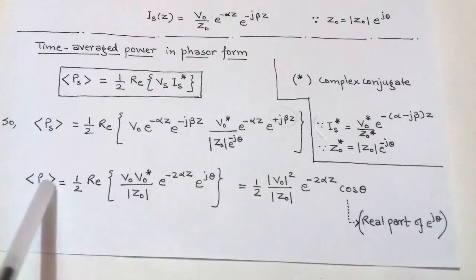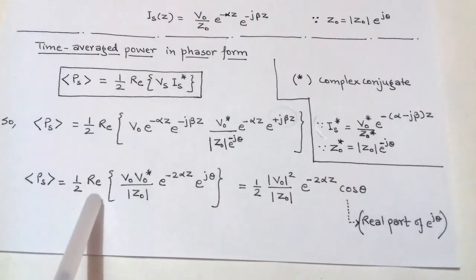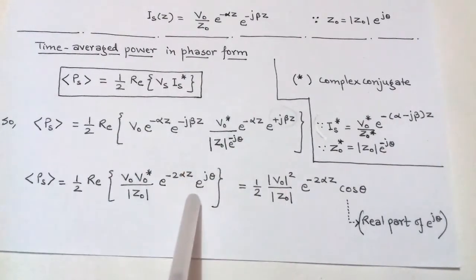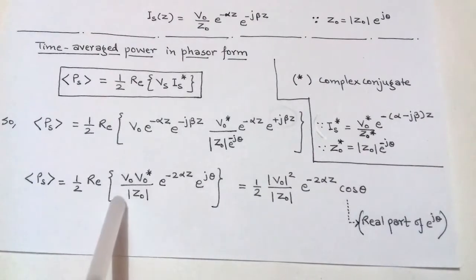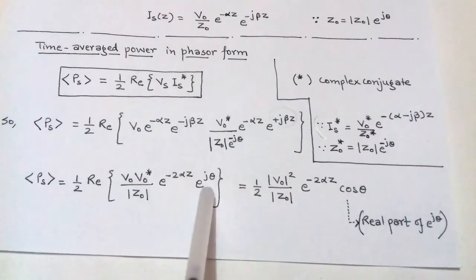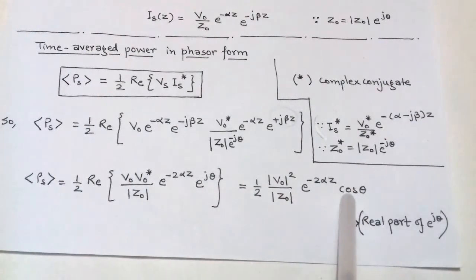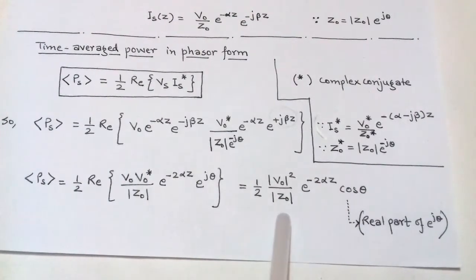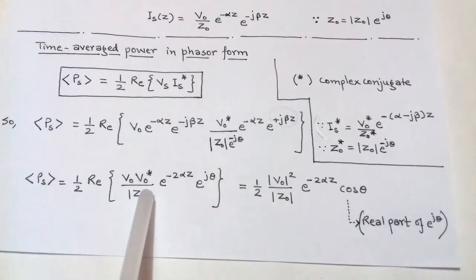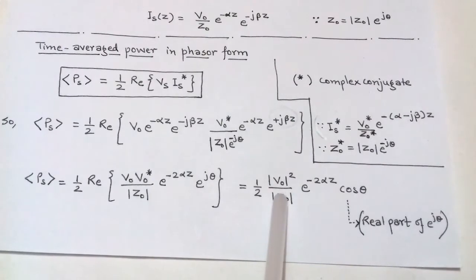So the time average power in phasor form is equal to 1/2 Re of V0 V0 star over |Z0| e^(-2αz) into e^(jθ). We know that the real part is the cosine term, and here the exponent term is e^(jθ), so the real term is cos θ. In this way we can determine the time average power in phasor form, which is 1/2 |V0|² over |Z0| e^(-2αz) cos θ, because we know that V0 into V0 star is equal to |V0|².